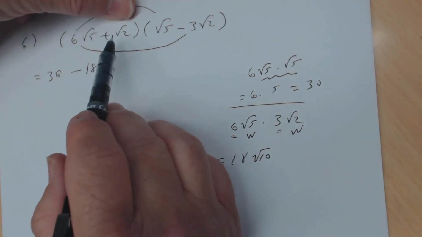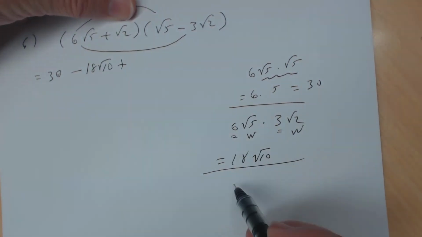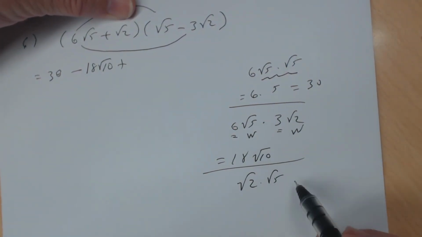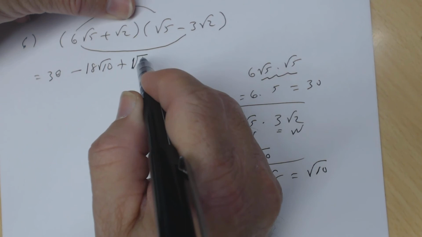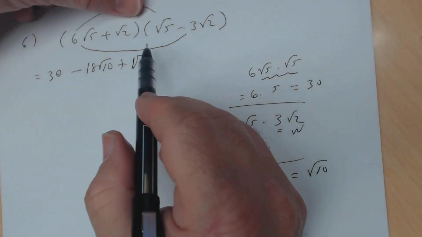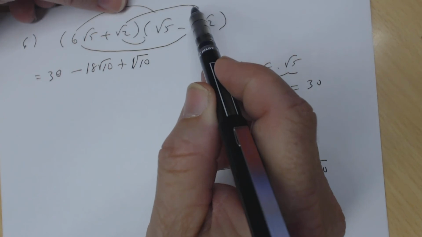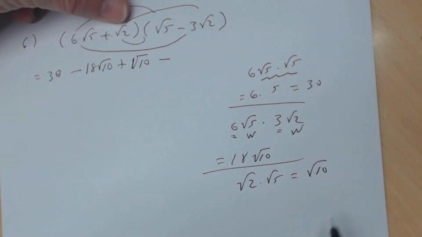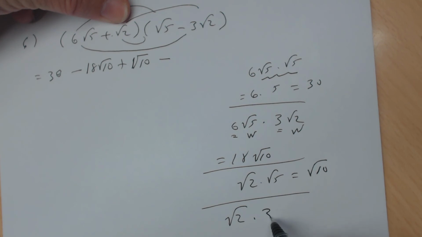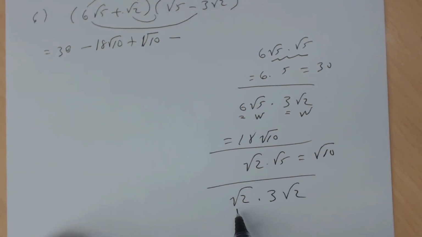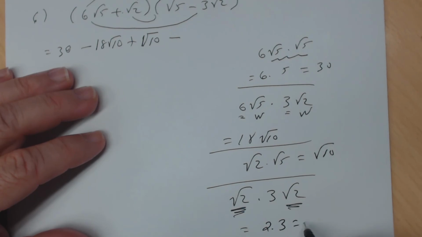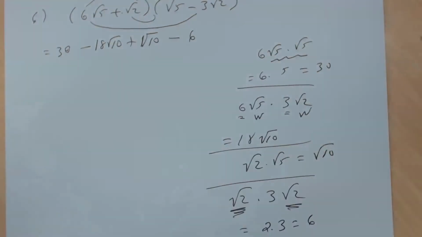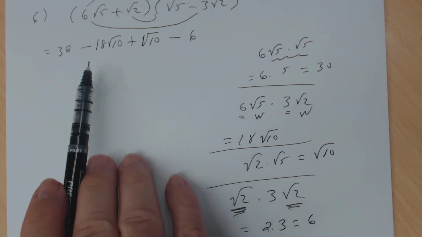Over here, a positive times a positive is a positive. And I have the square root of 2 times the square root of 5. Well, the square root of 2 times the square root of 5 is the square root of 10. And then the last here, a positive times a negative is a negative. All right, let's see what we get. We get the square root of 2 times 3 square root of 2. All right, look at this. The square root of 2 times the square root of 2 is the square root of 4, which is just 2. So I get 2 times 3, which is 6. So minus 6.